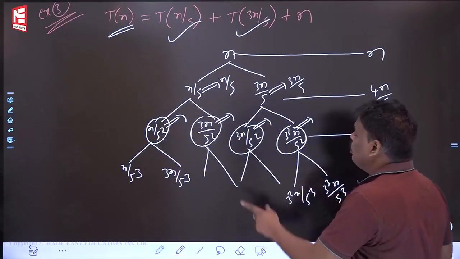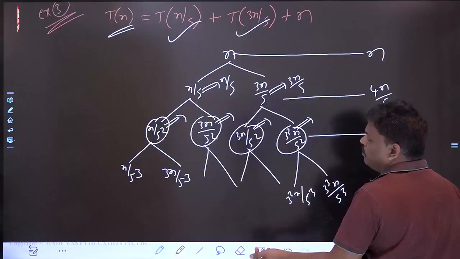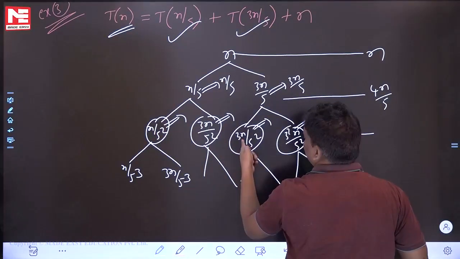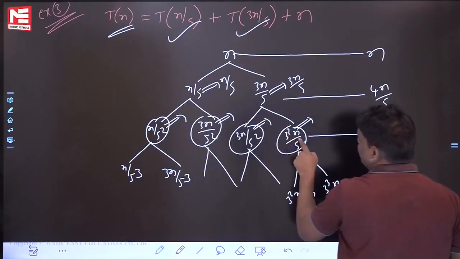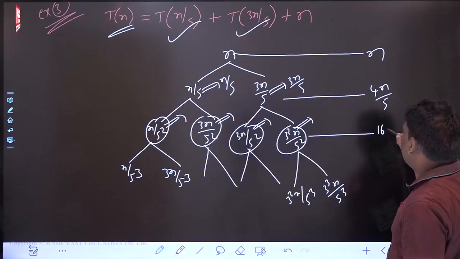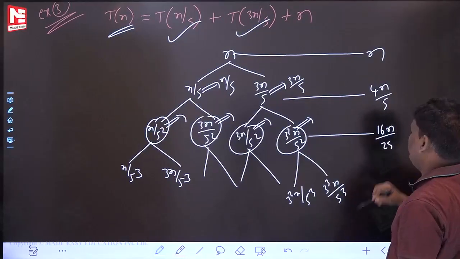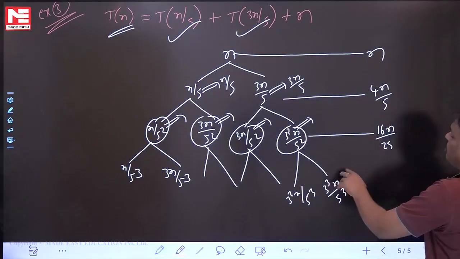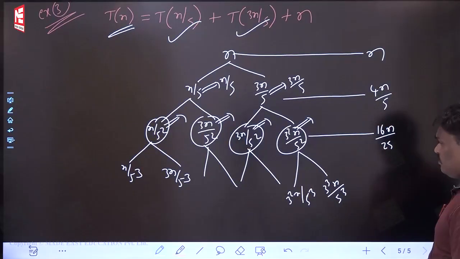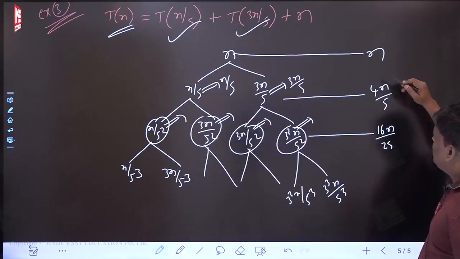Add all of them. Below is 25. What is the above? Below is 5 square. What is the above? n, 3n, 4n. 4n plus 3n, 7n. 7n plus 9n, 16n. What is the answer? 16n by 25. Below 25, above 16. In the first level and the second level, the difference means a series is coming.